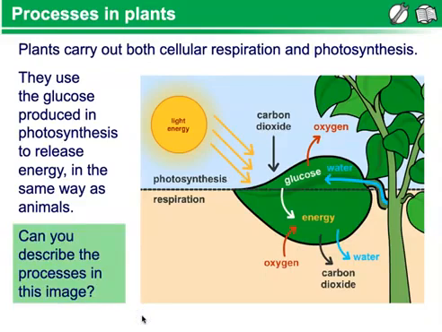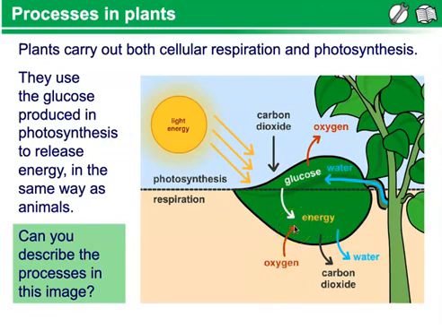So can you describe the process in this image? We have light energy entering, carbon dioxide entering, glucose being produced, water entering, and oxygen being released. This is photosynthesis. The glucose that is produced within the plant is then used to produce energy.